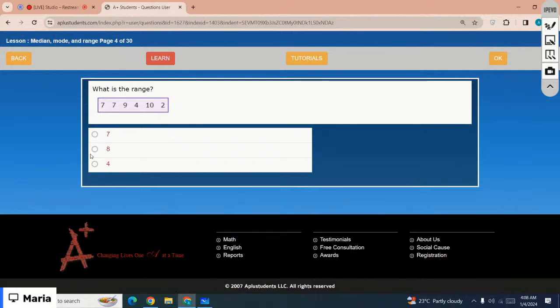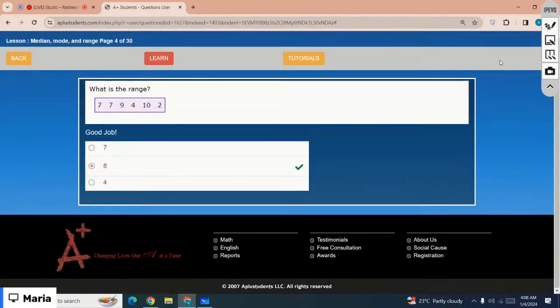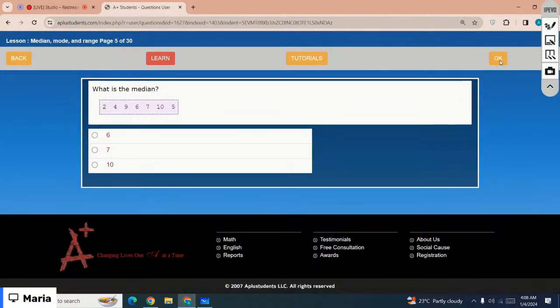So 10 take away 2 is 8. The range of the given data is 8. Very good. What is the median of the given data? Calculate the median and write the answer in the chat box.